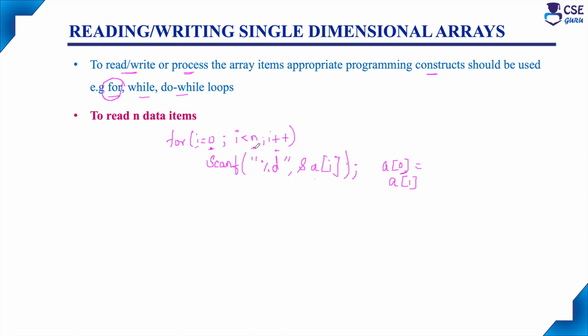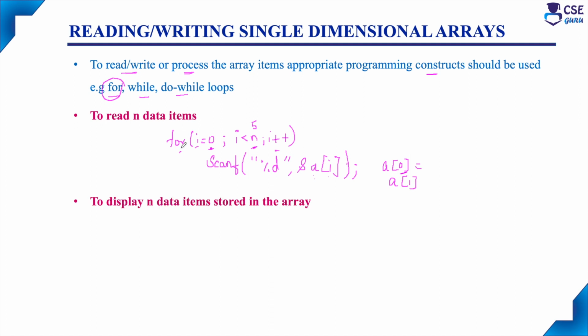So n represents the size of the array, that is a of n. If you have given a of 5, then the n value is 5, so up to the 5th value it will accept the input. For the next value, the condition fails and the loop will terminate. During the first iteration, when i equals 0, it will accept input for a of 0, and during the second iteration, when i equals 1, it will accept the value for a of 1. So this is to read n data items for an array using a for loop.